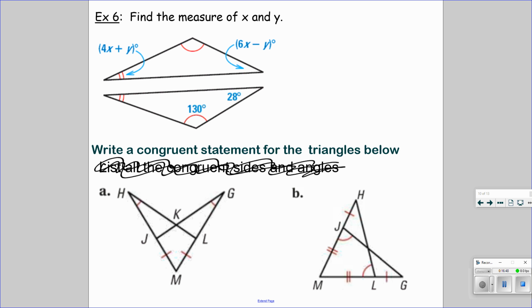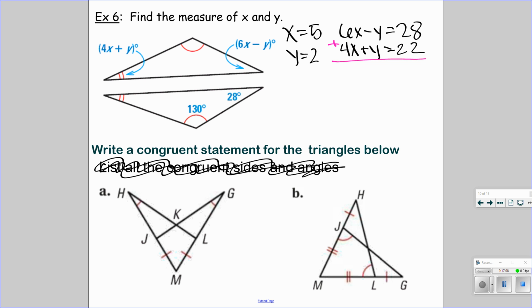I got X equals 5, Y equals 6. Okay. How did you get those two answers? You did a system, so you said 6x minus y equals 28, and then 4x plus y equals 22. And then you did it, those cancel, so 10x equals 40, and that's where the 5 came from. Then once you had one, you substituted it into the other one. Okay, wonderful. What about the second one?